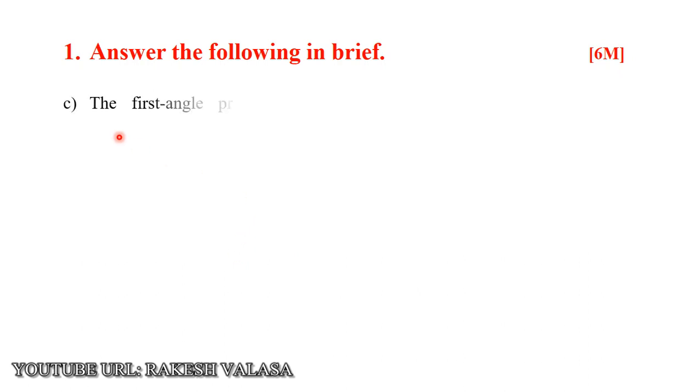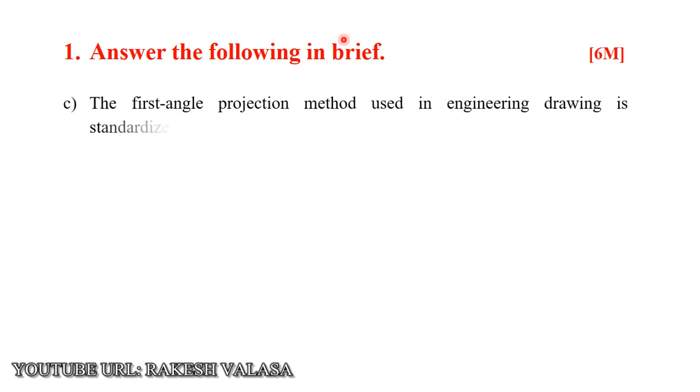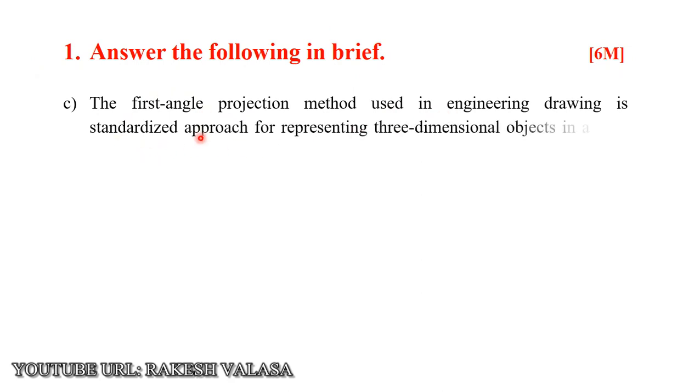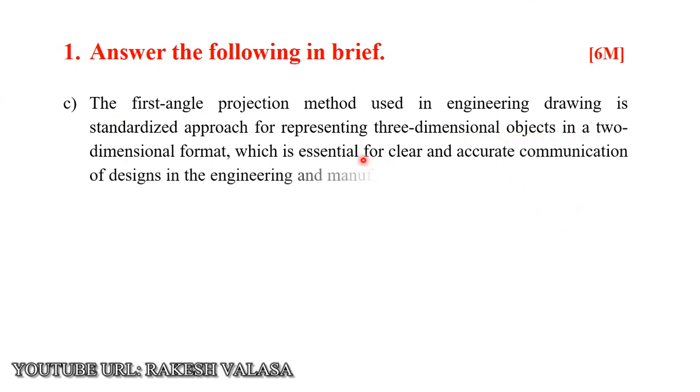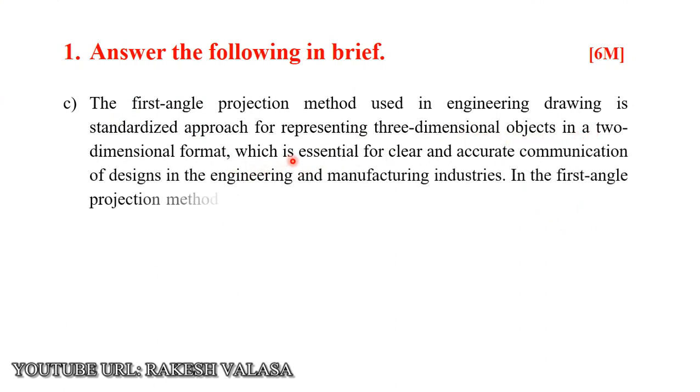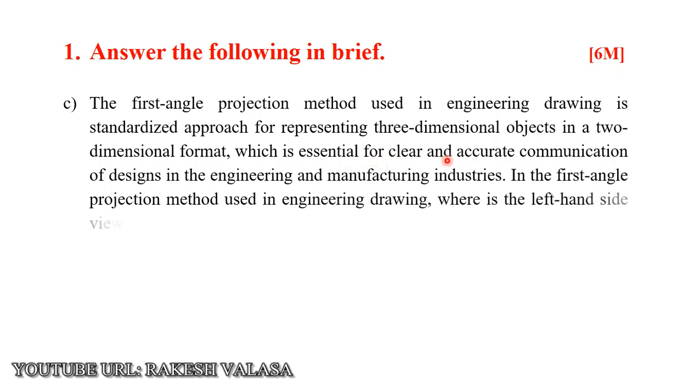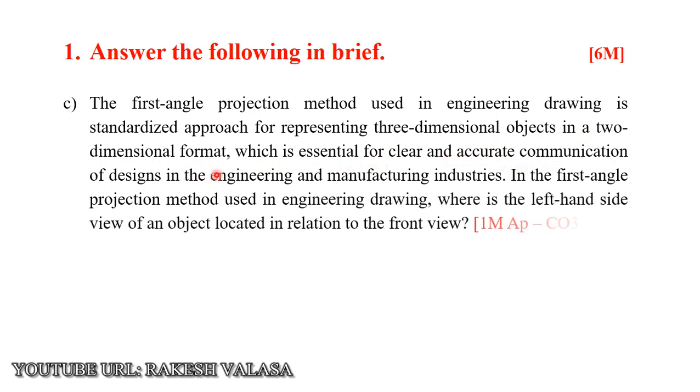Question number C. The first angle projection method used in engineering drawing is a standardized approach for representing three-dimensional objects in a two-dimensional format, which is essential for clear and accurate communication of designs in the engineering and manufacturing industries. In the first angle projection method, where is the left hand side view of an object located in relation to the front view? The answer is right side. Question number D.